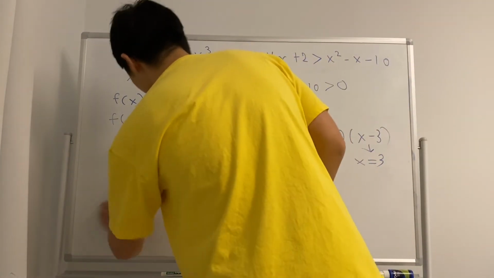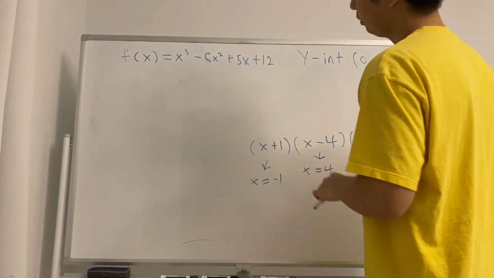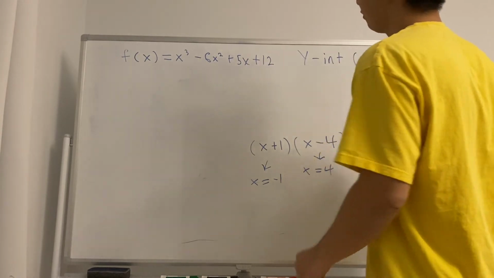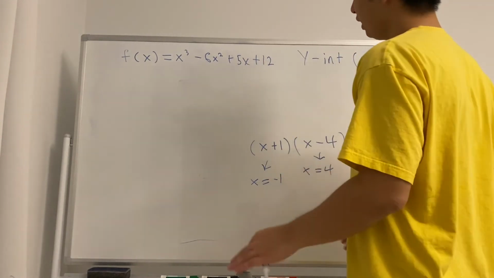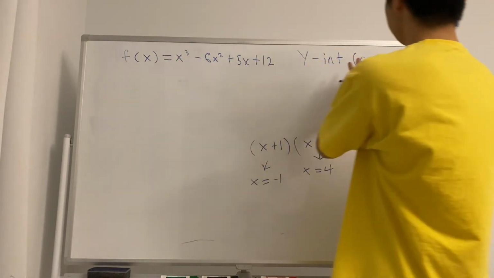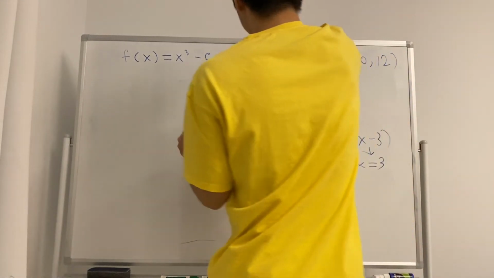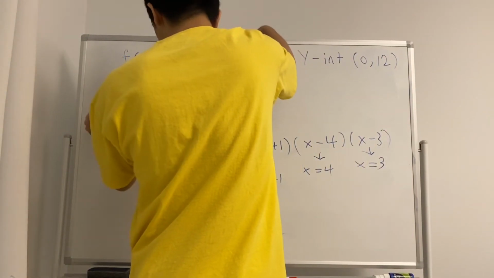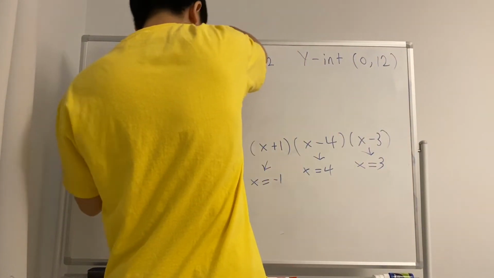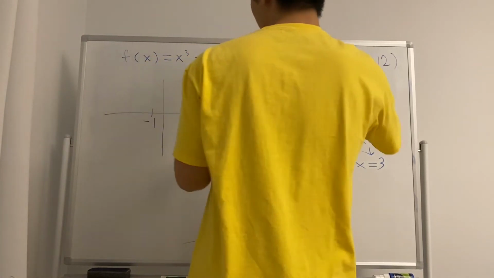So now I'm going to erase this because we don't need this anymore. Okay, so this is what our polynomial function looked like after we moved everything to one side and simplified it. And for the time being, that's all we need. When you plug in 0 for x, you get 12, so our y-intercept is at 0, 12. So now we're going to graph. We're going to plot our x-intercepts: -1, 4, 3, and 12 up here.